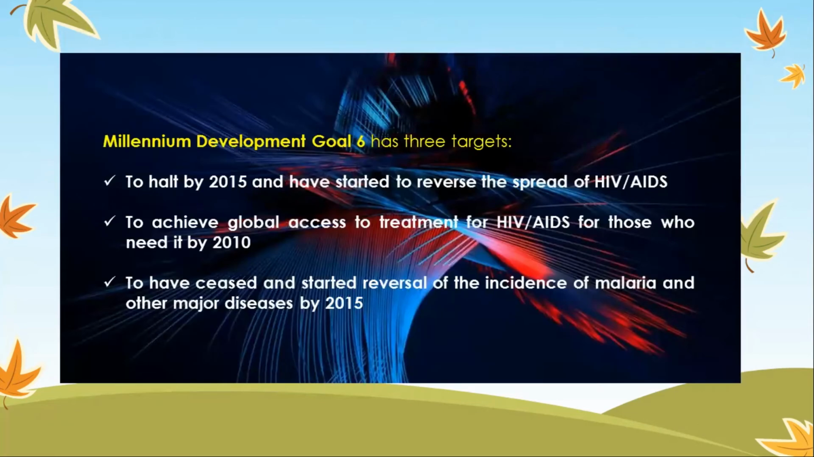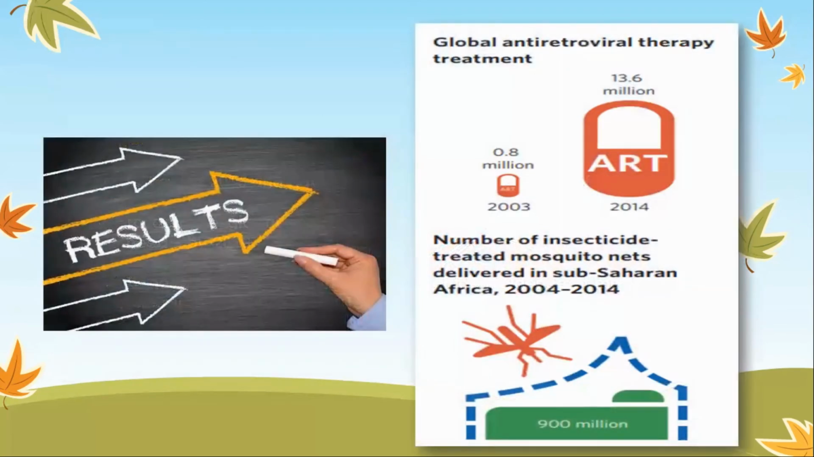Millennium Development Goal 6 has 3 targets. Those are to halt by 2015 and begin to reverse the spread of HIV and AIDS. Another is to achieve global access to treatment for HIV and AIDS for those who need it by 2010. And lastly, to have halted and begun to reverse the incidence of malaria and other major diseases by 2015.